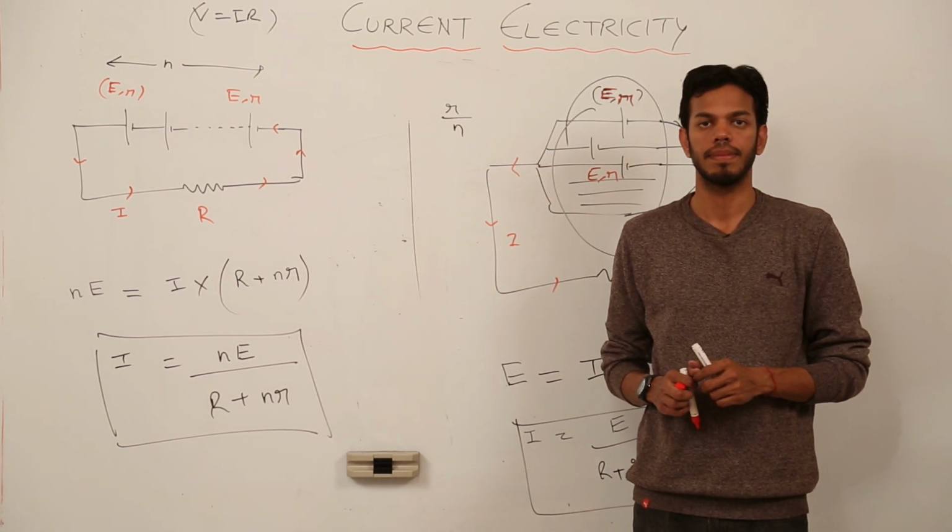First of all, what is the total voltage? In parallel, voltage remains the same. So even if N cells are connected in parallel, their net voltage would still be E. So this is the total voltage applied in the circuit. Now, what is the total current flowing? I, which we just mentioned. What is the total resistance of the circuit?